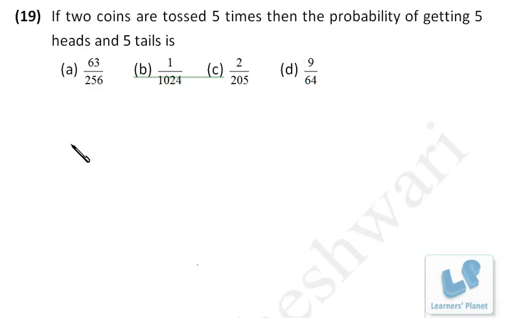Now, if two coins are tossed 5 times, then the probability of getting 5 heads and 5 tails. If we toss 2 coins 5 times or 1 coin 10 times, the answer will remain the same, right? So if we toss 1 coin 10 times, the sample space will be 2 raised to 10, right?